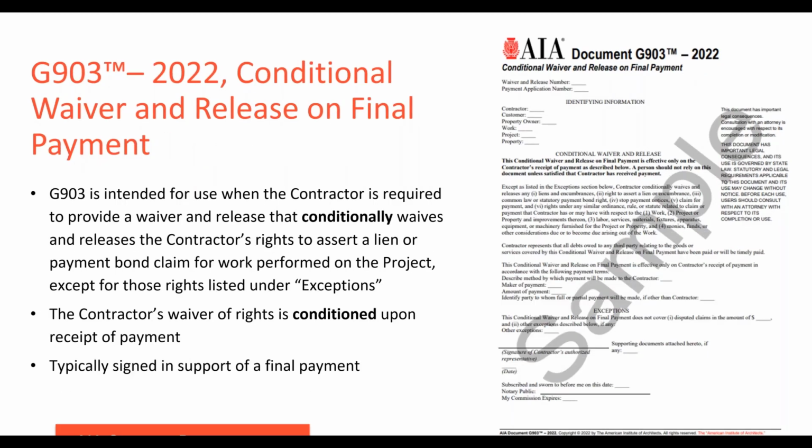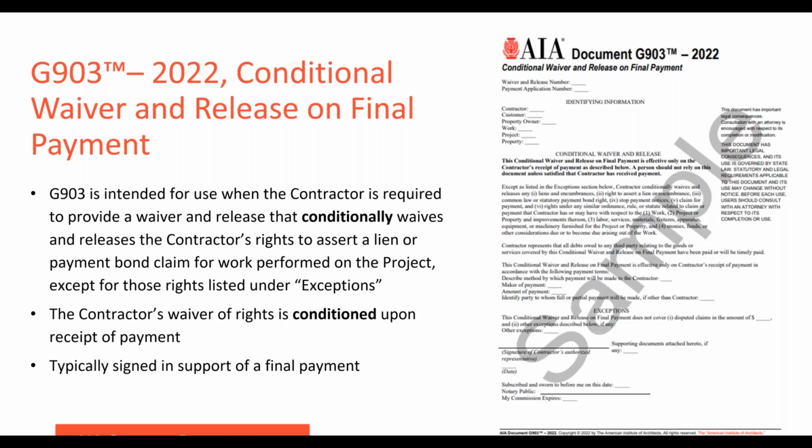Our third one is the G903, conditional waiver and release on final payment. This form is intended for when the contractor is required to provide a waiver that conditionally waives and releases lien rights for work, of course, except for those listed under the exceptions paragraph towards the bottom half of the form, and that would be in exchange for final payment.